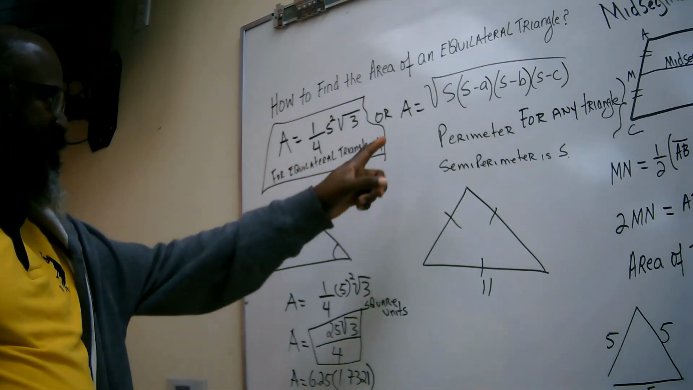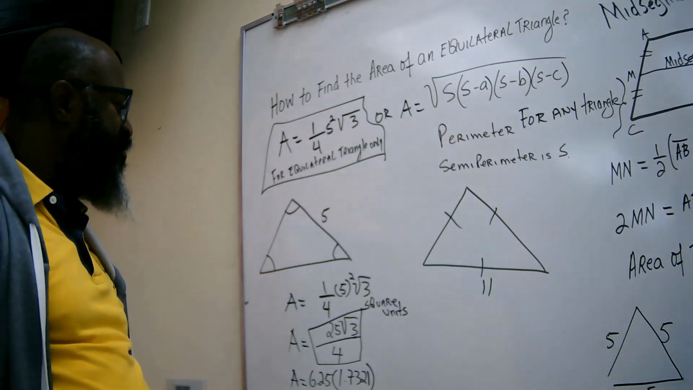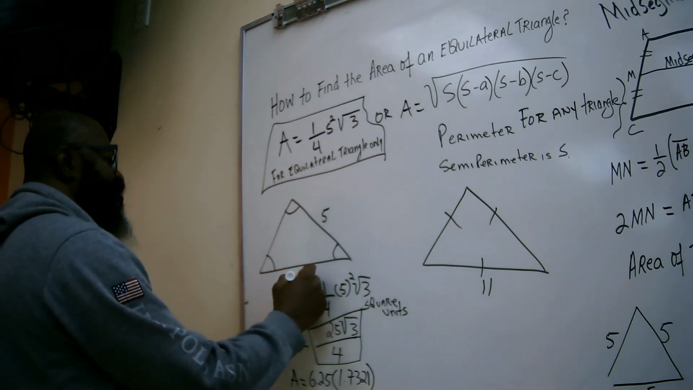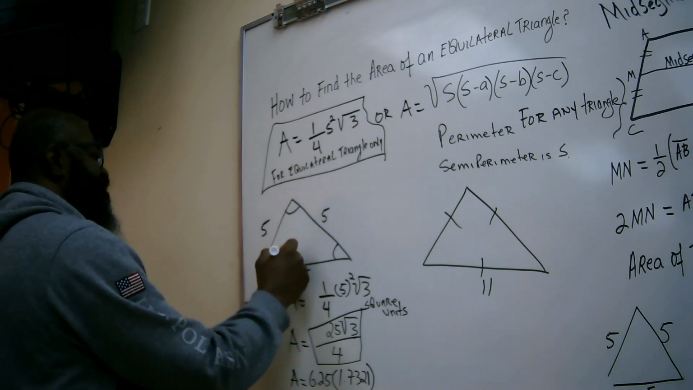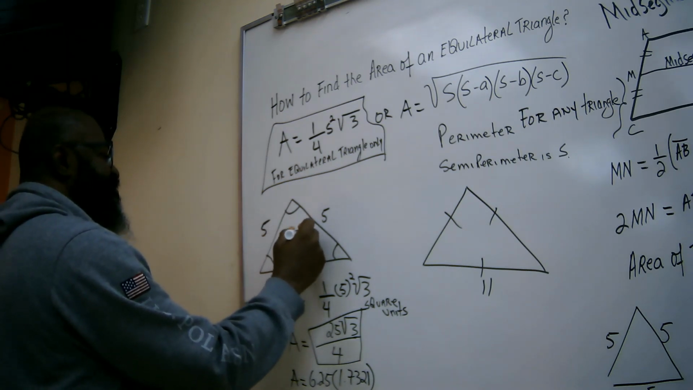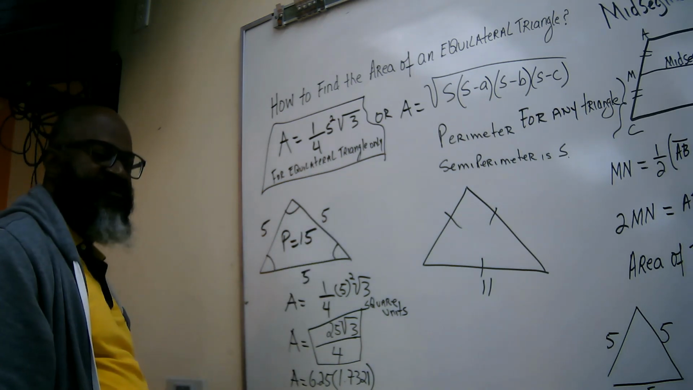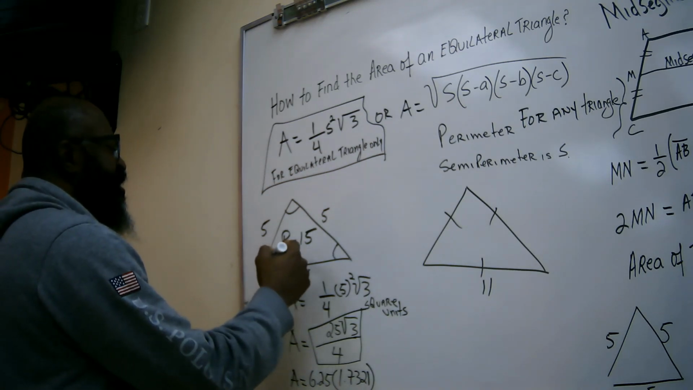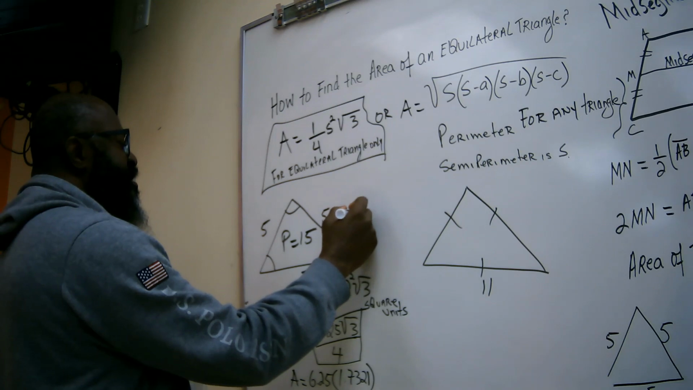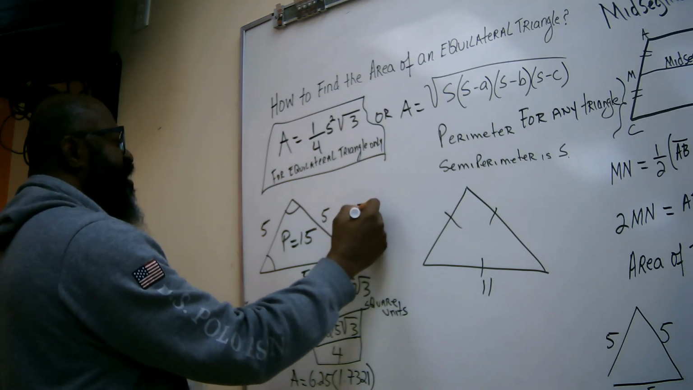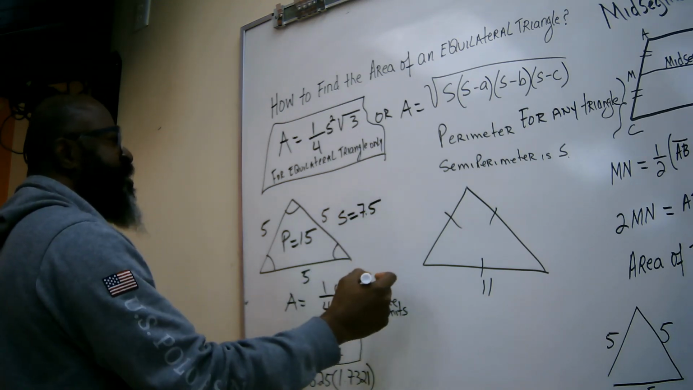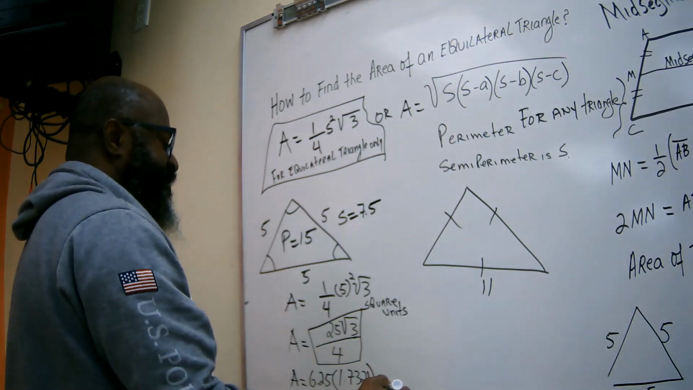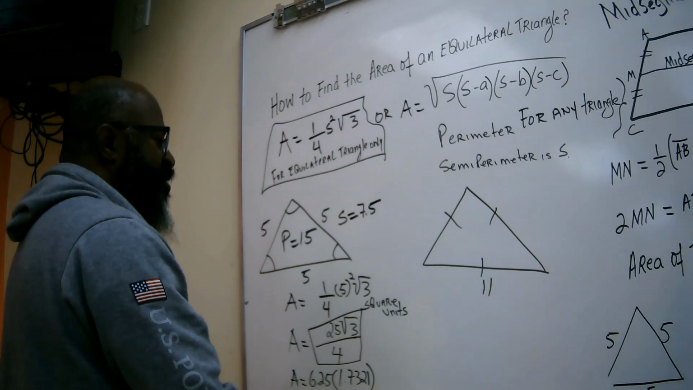But if you were to use the Heron's formula, first we'll have to find the perimeter. Since it's an equilateral triangle, one side will be 5. In this case, the perimeter will be 15. If you want to find the semi-perimeter, you take this divided by 2. Then the semi-perimeter will be 7.5. Then you can use that formula.